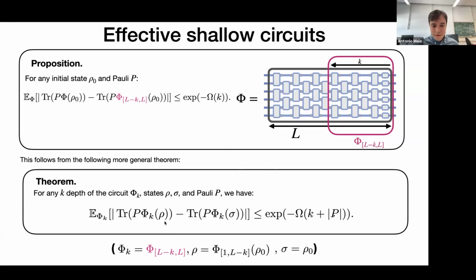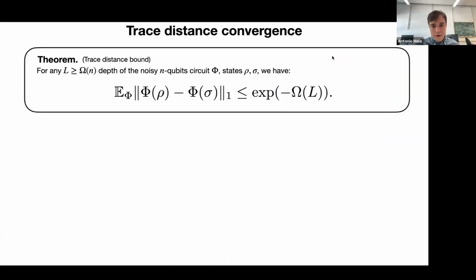You're welcome. Okay, and then this result, this theorem, already sounds like indistinguishability between phi of rho and phi of sigma. In fact, using this theorem, we can show that the trace distance, I mean, the average one norm between phi of rho and phi of sigma, is exponentially small in the depth of phi, where here L is larger than omega of n. This statement says that, on average over the choice of your quantum circuit, if you apply it to both rho and sigma, the output is statistically indistinguishable with high probability. And at linear depth, crucially.